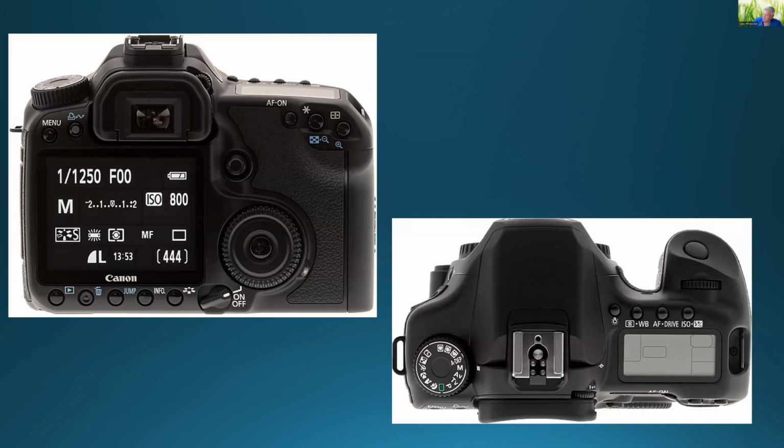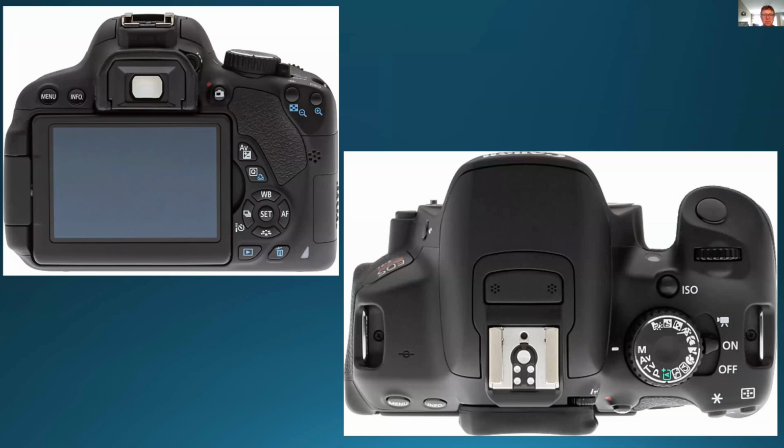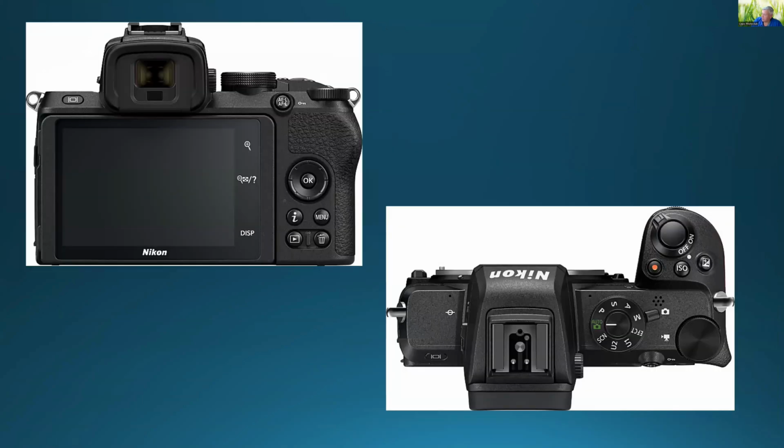DSLRs. This one is Monica's. It's a Canon 40D. From what I remember, I used to own some Canon ones. Pretty sturdy unit. It's almost like a Tonka. This one here, I believe, Pat, that's yours. It's a Canon Rebel. What's that? A T4i? That's the one. And again, you can still see we've got the dial on the top and multiple buttons on the back.